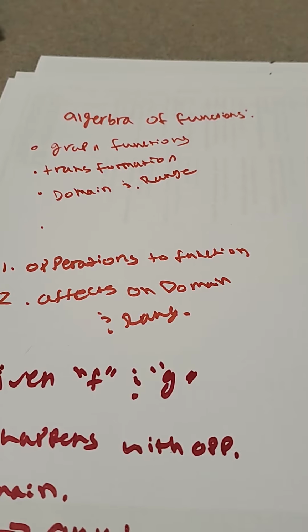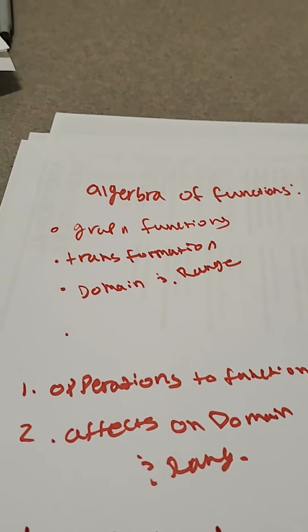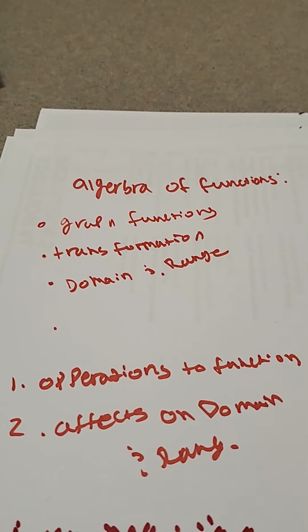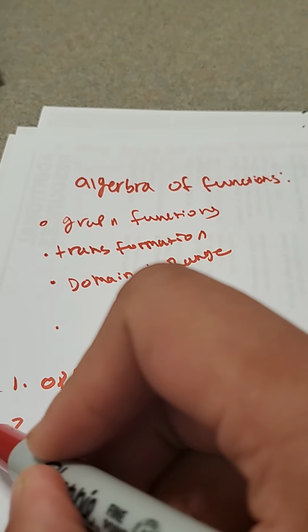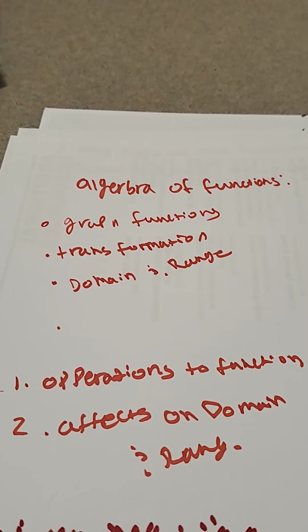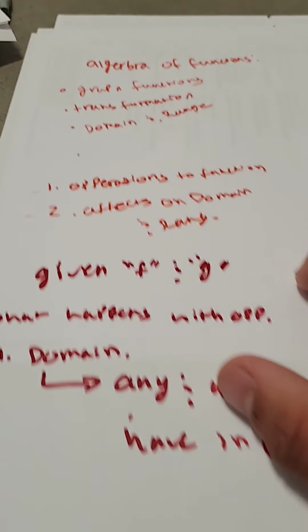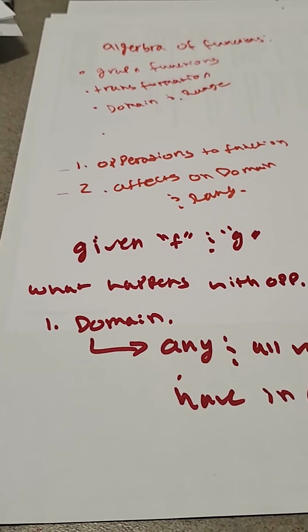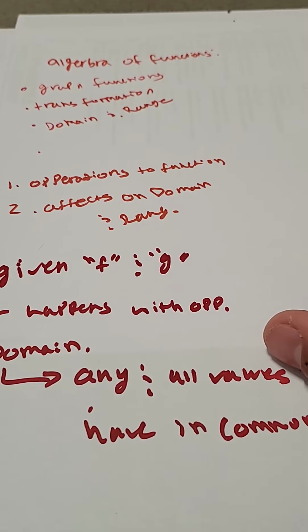So for algebra functions, we're looking at the operations that go into a function and how those operations affect the domain and range. All right, so say we're given functions f and g. The question we're asking is what happens when we apply any of the five operations.